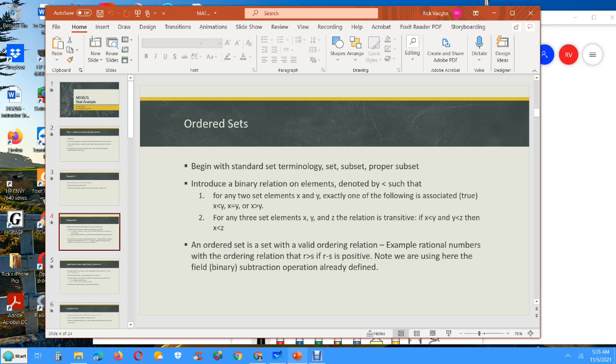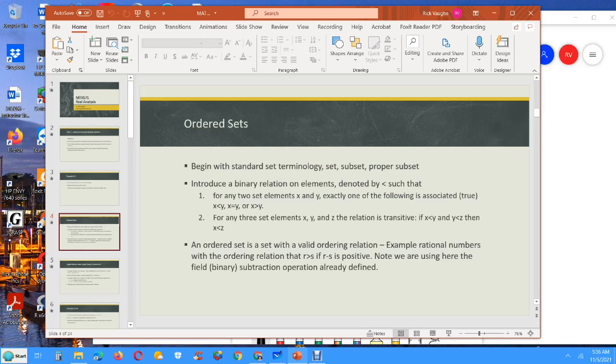We'll look at the idea of an ordered set. We'll define a binary relation, the ordering relation, less than, that satisfies these properties. For any two elements, exactly one of the following is true: either x is less than y, x is equal to y, or x is greater than y. And for any three elements, this relation is transitive. You can choose to order however you wish, but it has to satisfy both of these properties to be an ordering relation. Then we'll define an ordered set to be a set together with an ordering relation that satisfies those two properties.